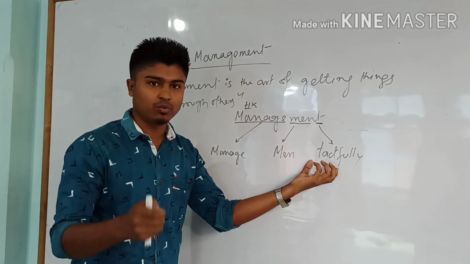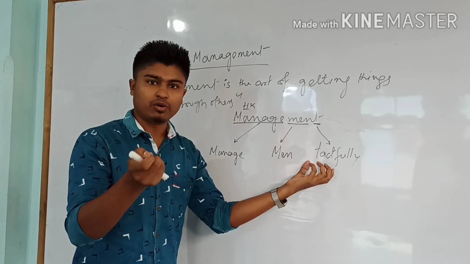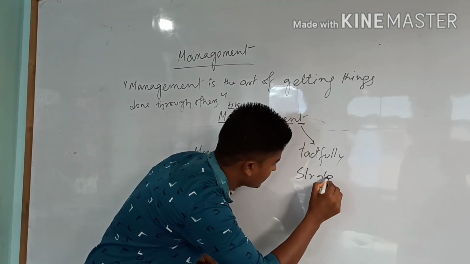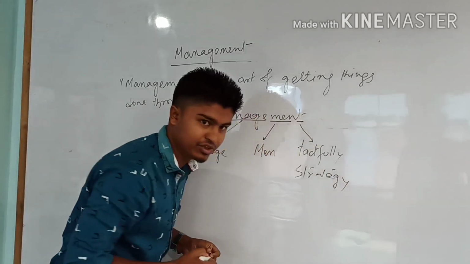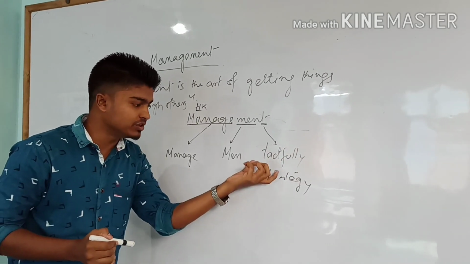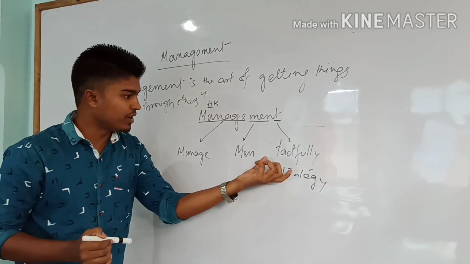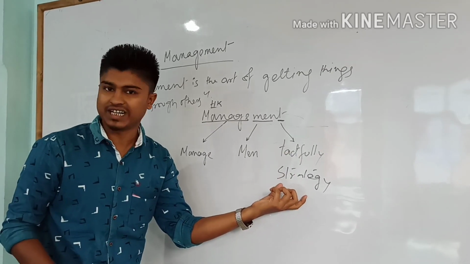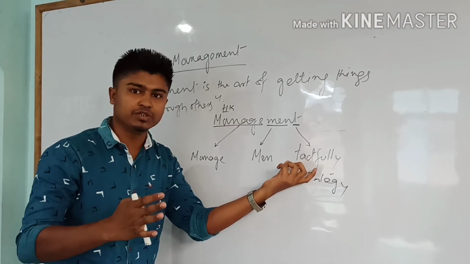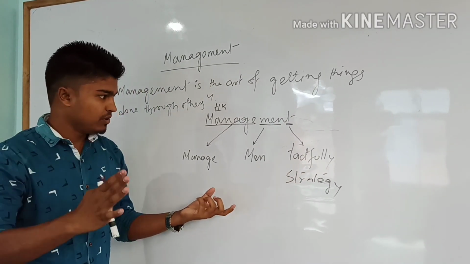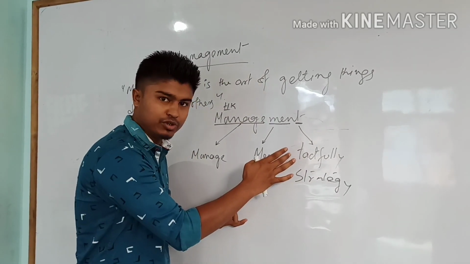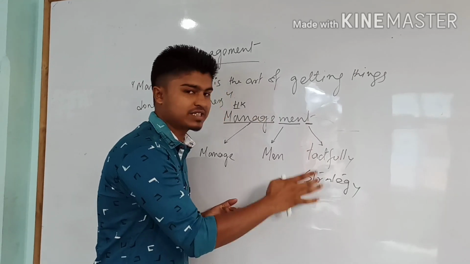When we hear the word tactfully, side by side we should understand another word, that is strategy. Without understanding the meaning of strategy, we cannot understand tactfully, because these two are interlinked words. First of all, strategy means pre-planning something, and tactfully means on-the-field planning. I will cite one example, and based on it you will understand the meaning of tactics and strategy.